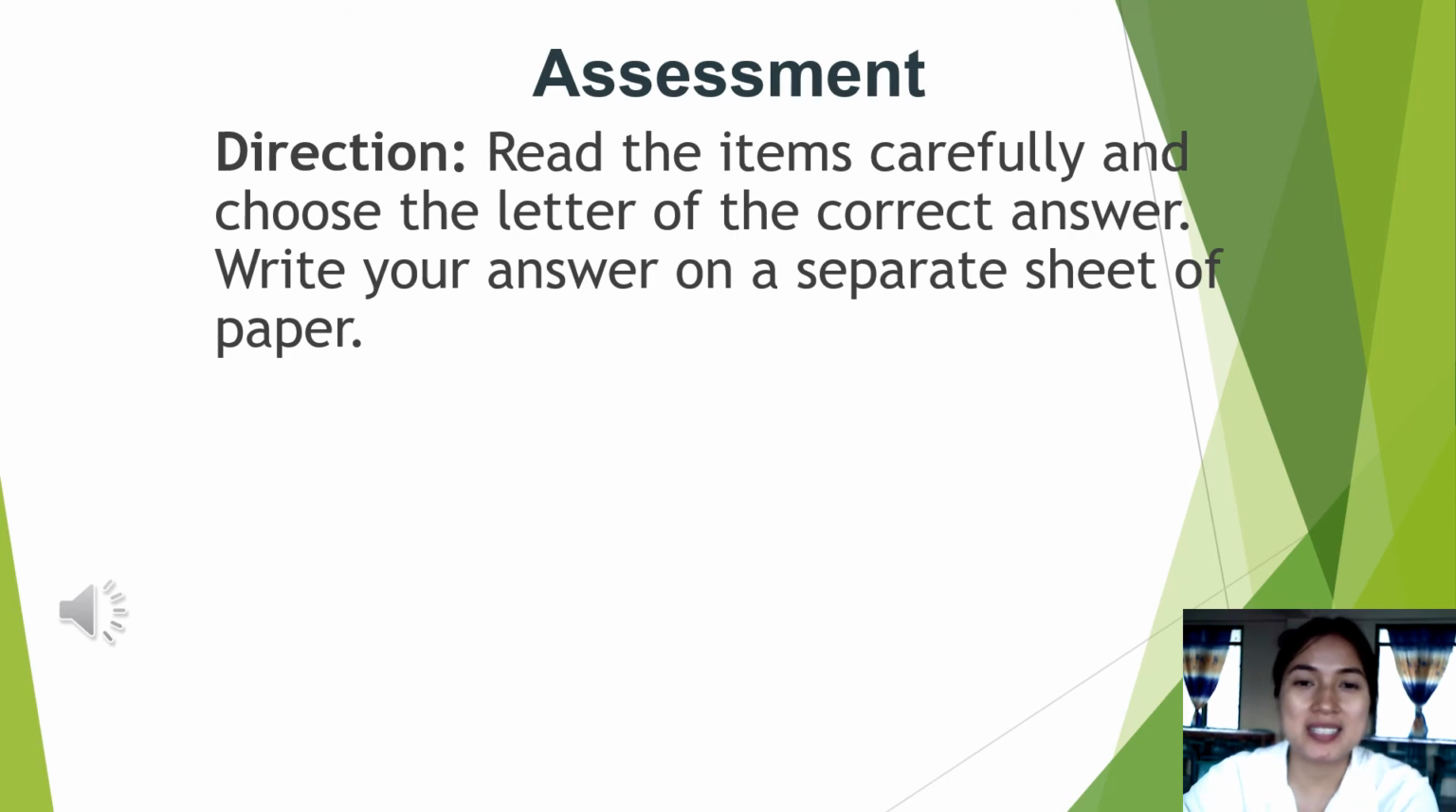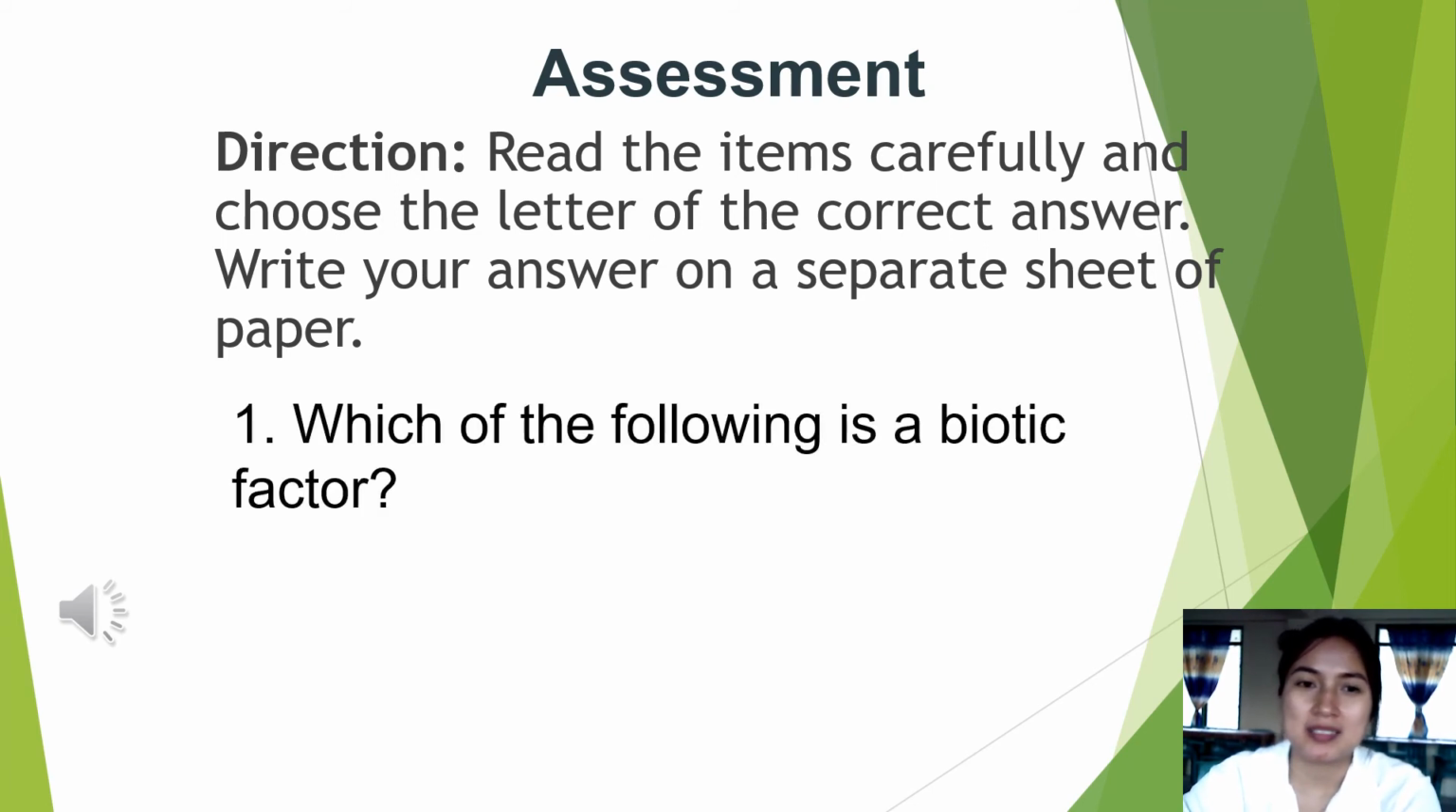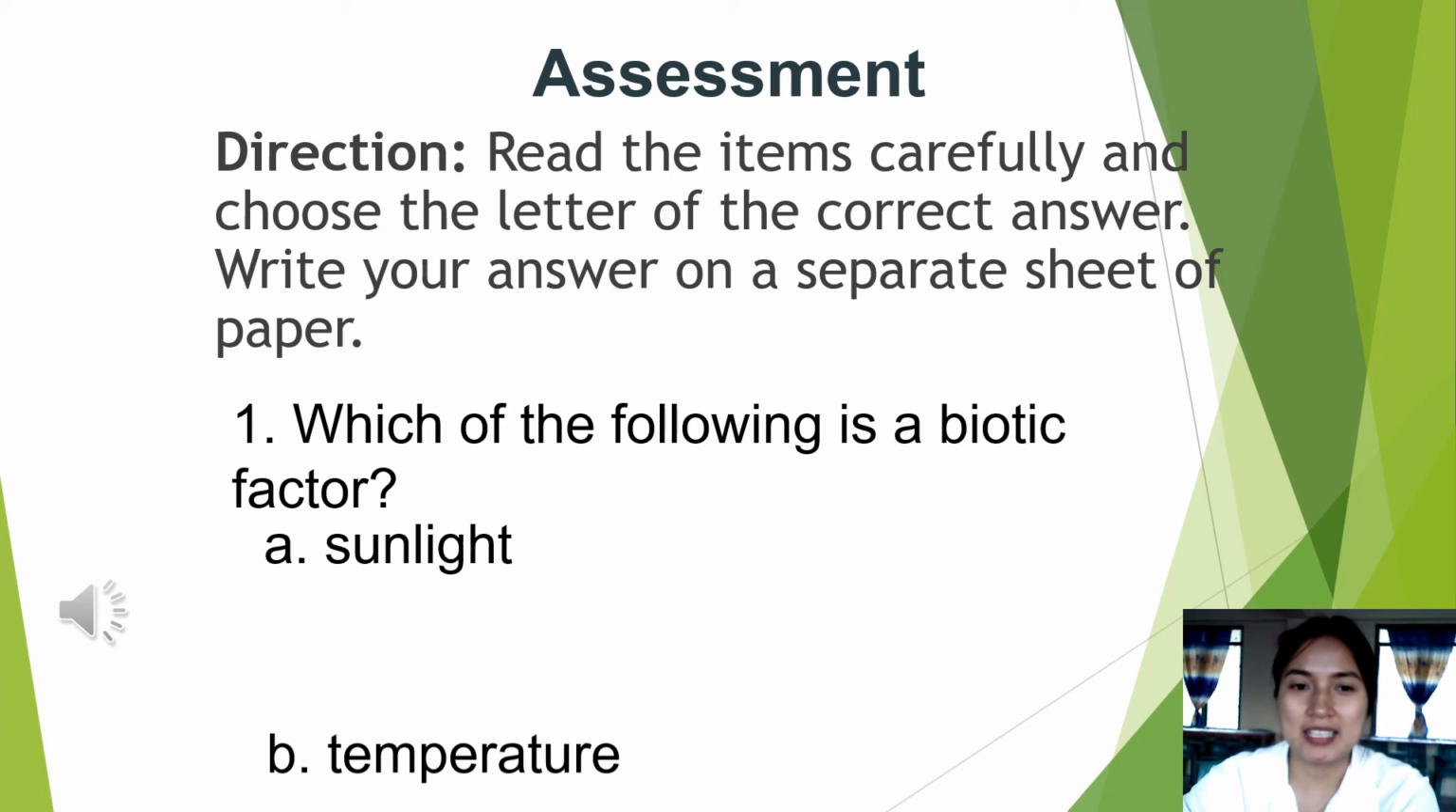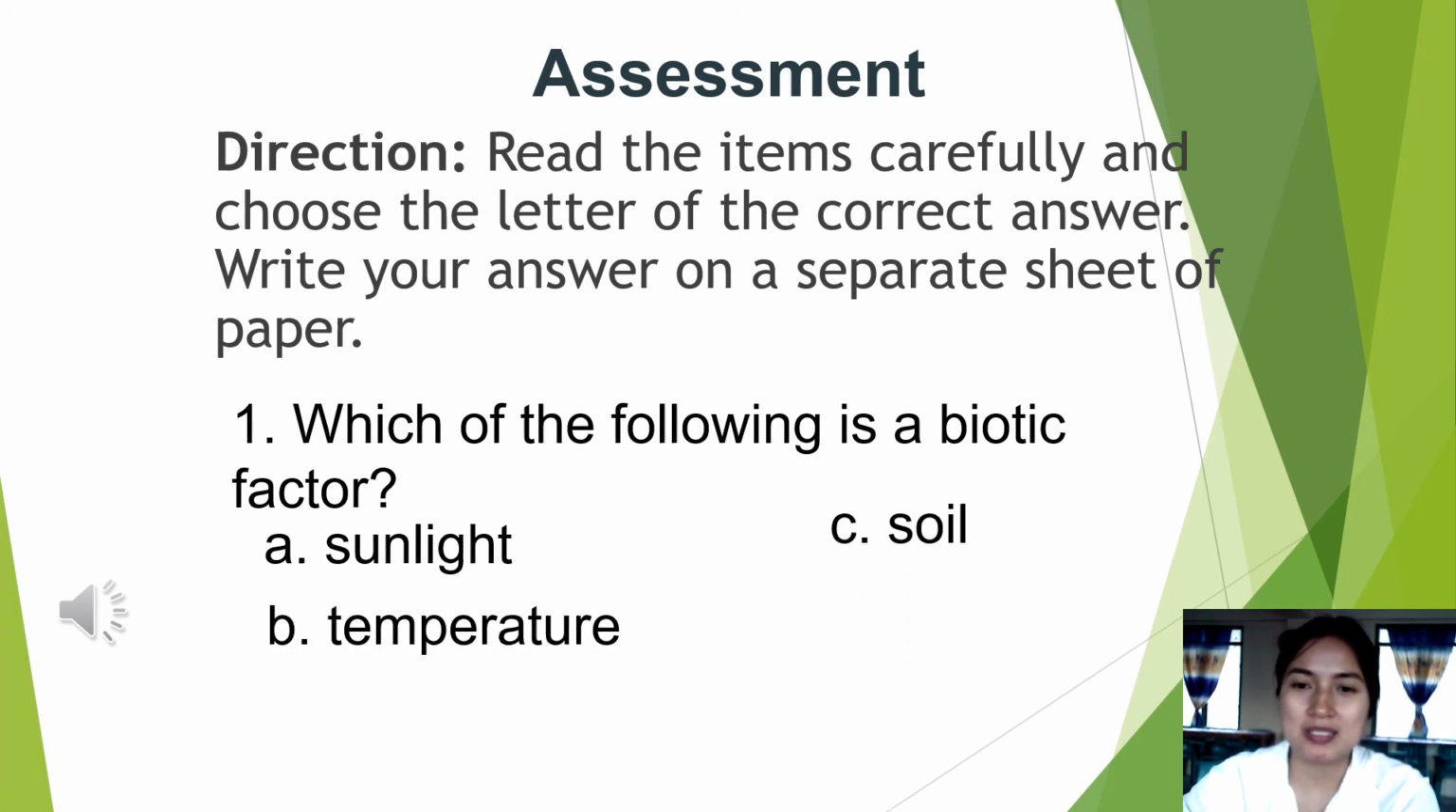Okay, let's now have the assessment. Read the items carefully and choose the letter of the correct answer. Write your answer on a separate sheet of paper. Let's read. Which of the following is a biotic factor? A. Sunlight. B. Temperature. C. Soil. D. Grass.